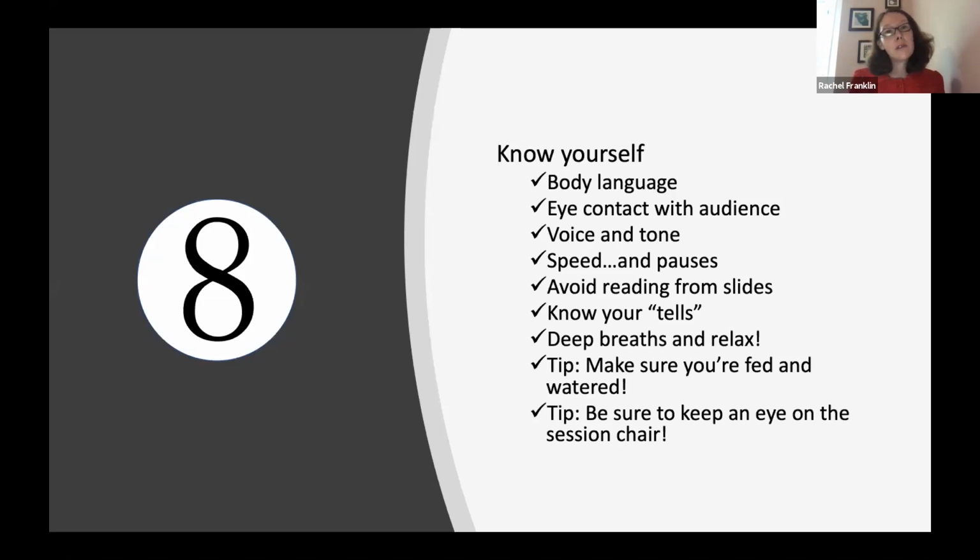And so every once in a while, as you're making eye contact with the room, look at that person to see whether everything is going okay. In a conference setting, that person is going to tell you when you're starting to run out of time. And so you want to make sure that you're looking at them so they can give you that feedback when you need it.